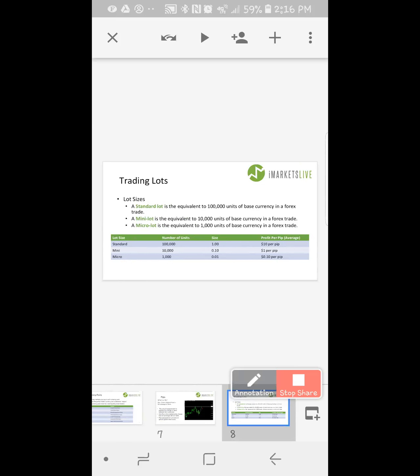So, trading lots, lot sizes. And this is very important because in Forex, 0.01 does not mean 1 cent. It means that in the regular world, but not in the language of the wealthy. 0.01 means 10 cents. Okay?